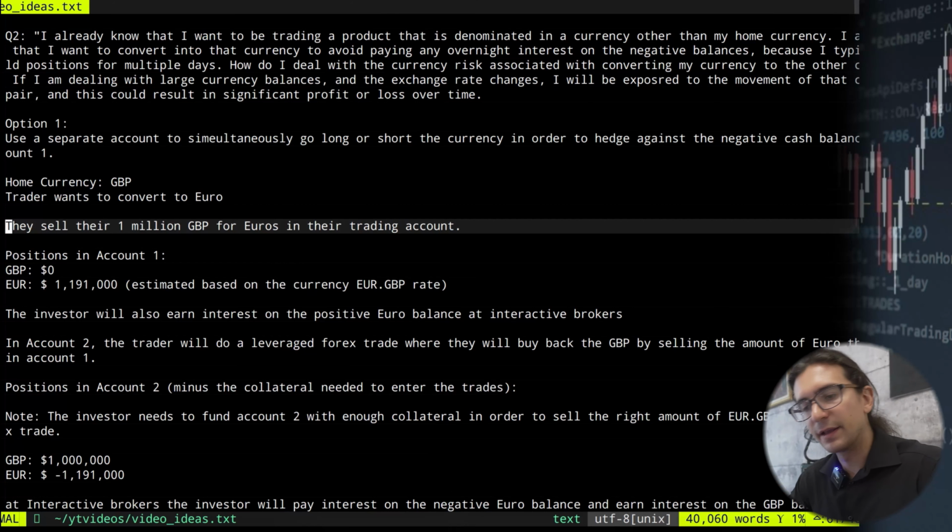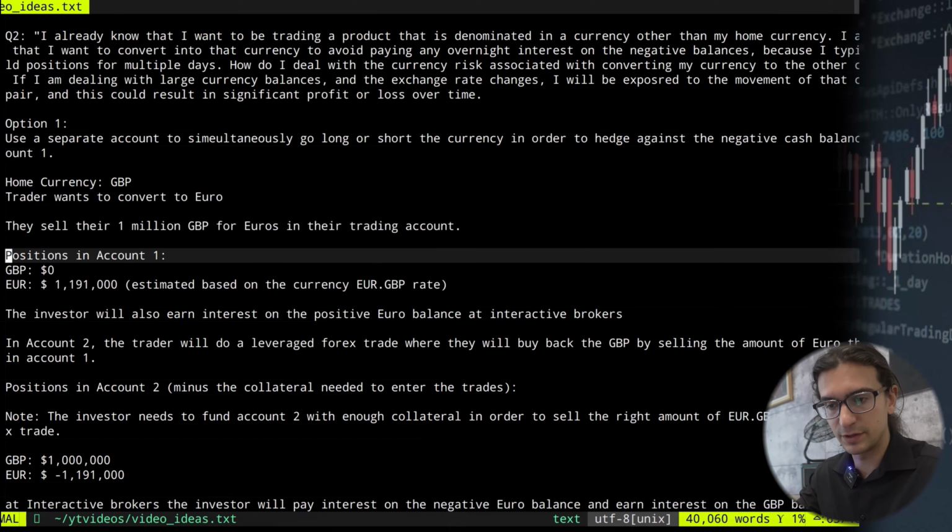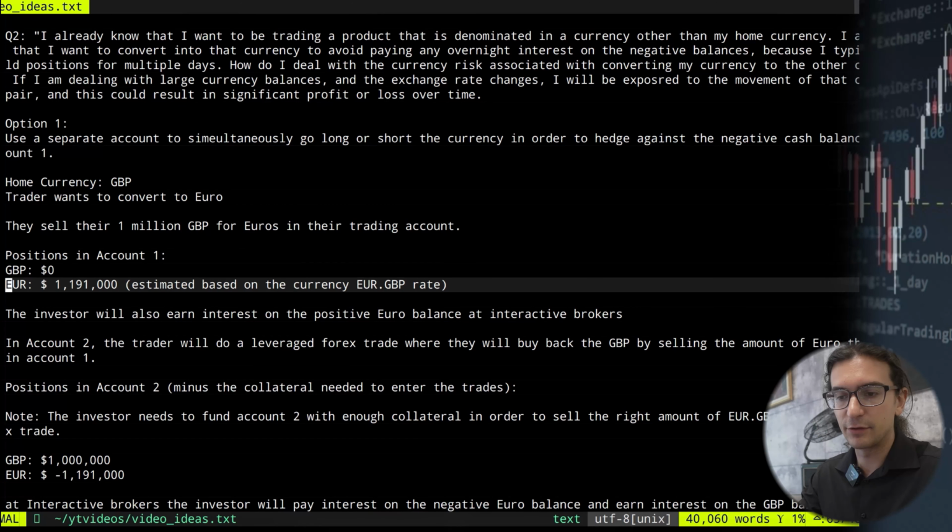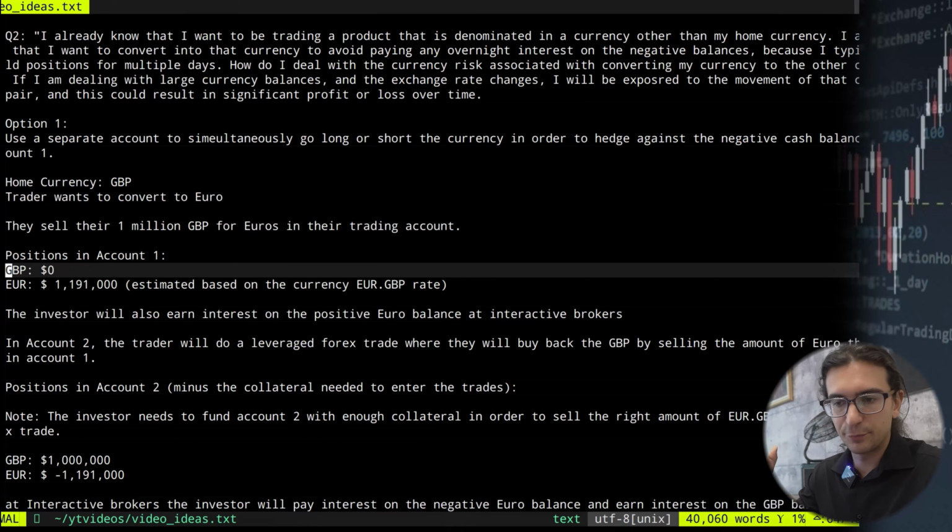So just to recap, in account number one, the trader sold 1 million British pounds for euros because they're trading a lot of euro stocks. So they need to make sure that they don't have any euro negative balances because they're investing in European denominated markets. So what they do is they sell their 1 million pounds. Now it results in a positive euro cash balance, just as a hypothetical example, of 1,191,000 euro. And their British pound position is zero. But the problem is, of course, the investor does not want to be long the euro cash. They still want to be long their 1 million pounds.